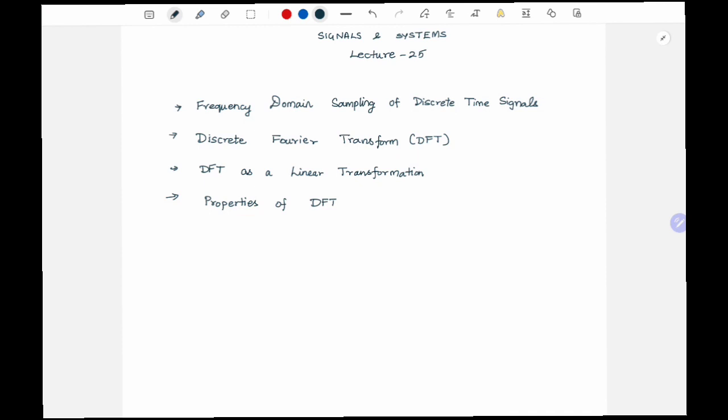In this video, the main focus will be on DFT, Discrete Fourier Transform. So, we'll see about frequency domain sampling of discrete time signals. Then we'll look at Discrete Fourier Transform. Then we'll see DFT as a linear transformation. And we'll finally conclude with properties of DFT. So, let's get started.